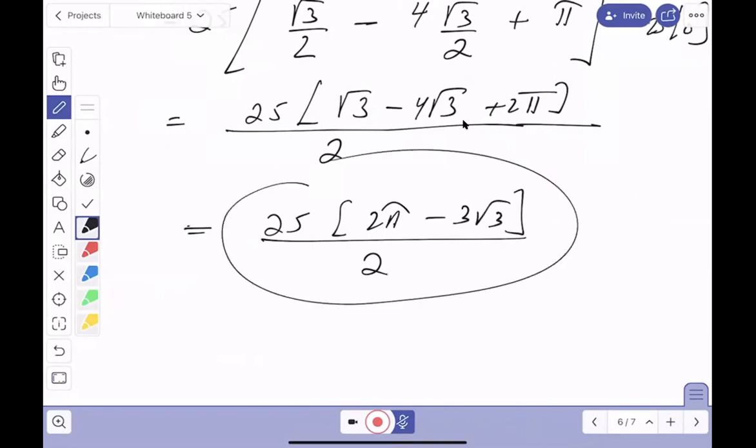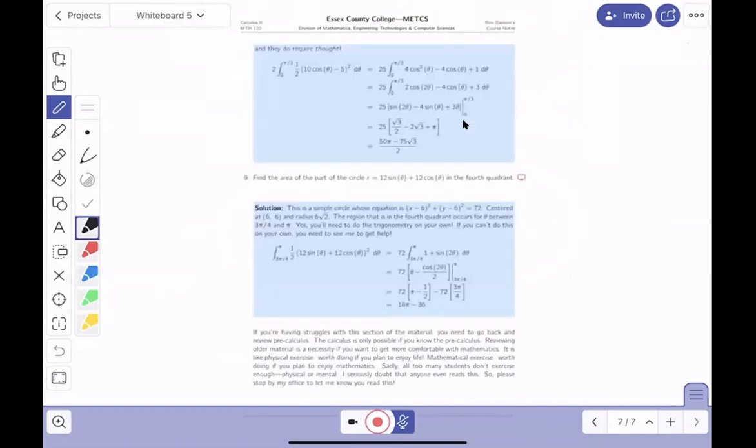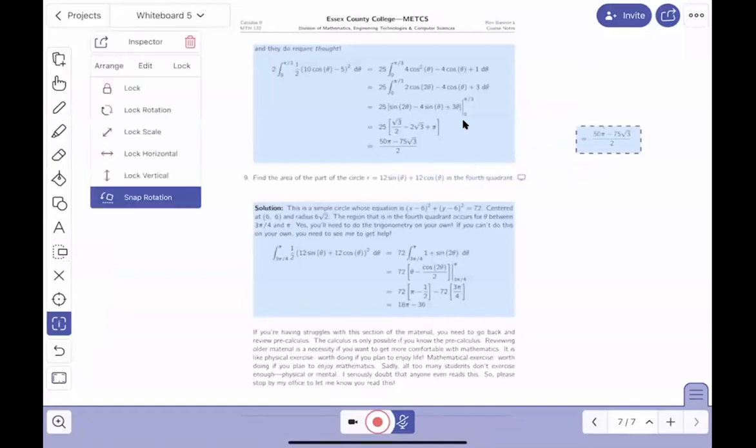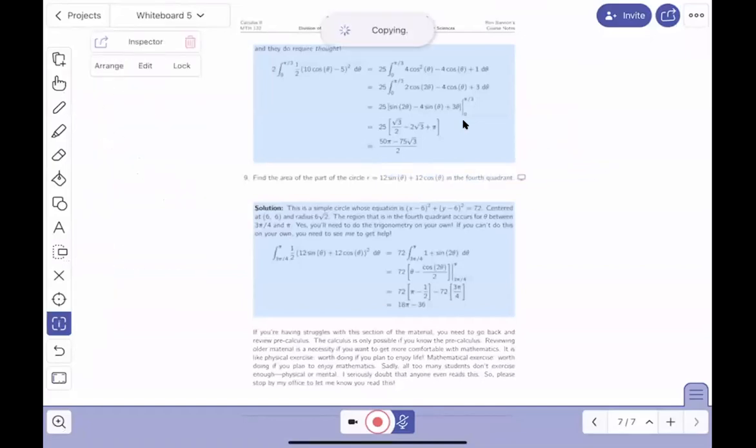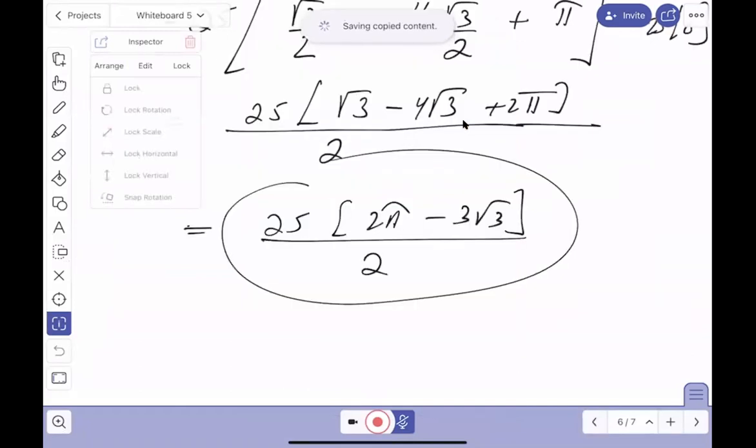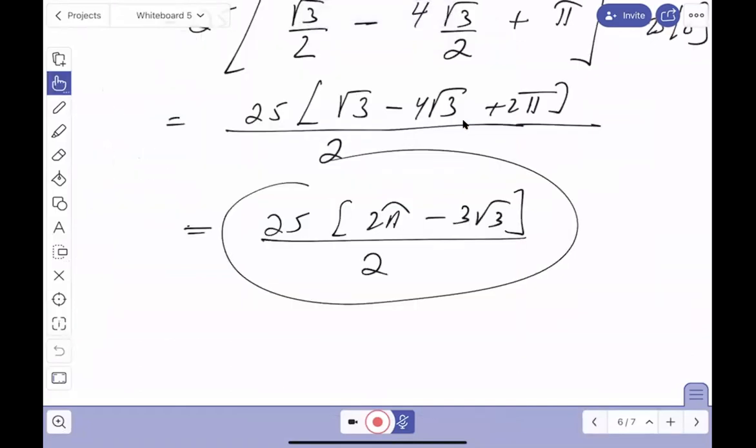And let's look at the answer key. I'm going to have to take it from this. Gonna copy it. Paste it in over here. I know this is difficult, but we need to look. 50 pi minus 75 root 3. Bingo, we got it. We did it right. Again, I know this answer might look different to you. It's the same answer.